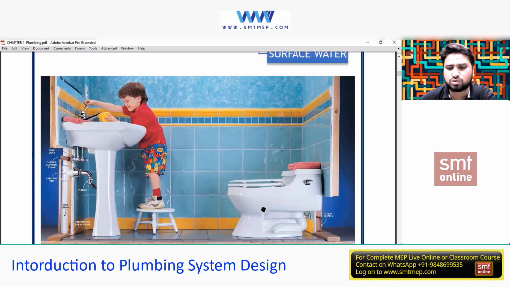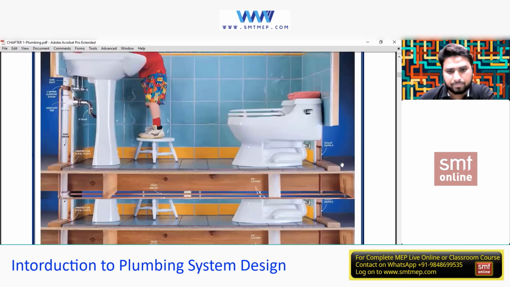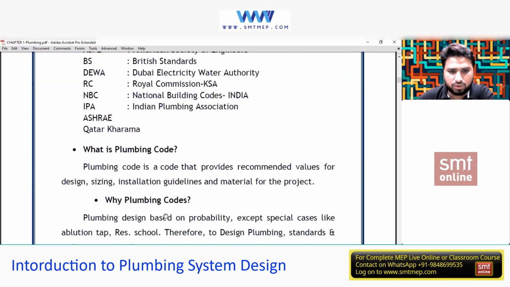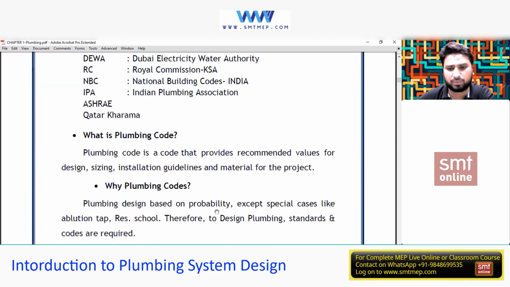This was the example, just two fixtures; it might be 3-4 fixtures. Out of 5, I might only use 2, not more than that. So that is the chances, and the values we see in the application handbooks are based on the probability. Yes or no? Yes, sir. So plumbing is always designed based on the probability, except special cases.